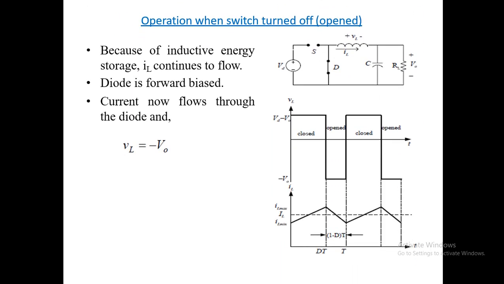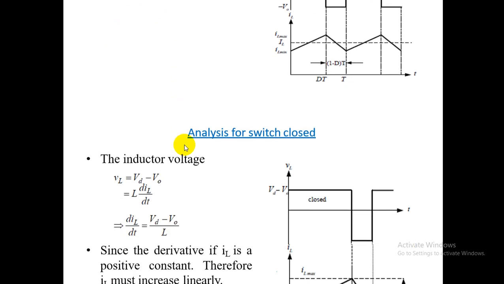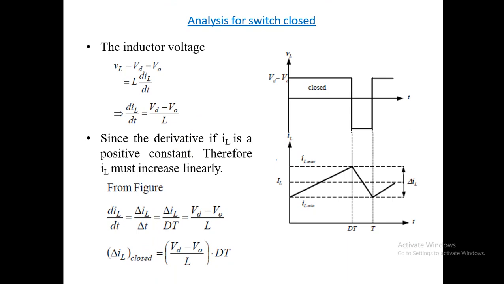Because of the inductor energy storage, IL continues to flow. The diode will be forward biased when the switch is open. The same thing is going on, but here we focus more on the off condition, which is why the off condition is indicated with (1-d)T. The current now flows through the diode, and the voltage across the inductor will be minus V naught. This is some analysis when the switch is closed.